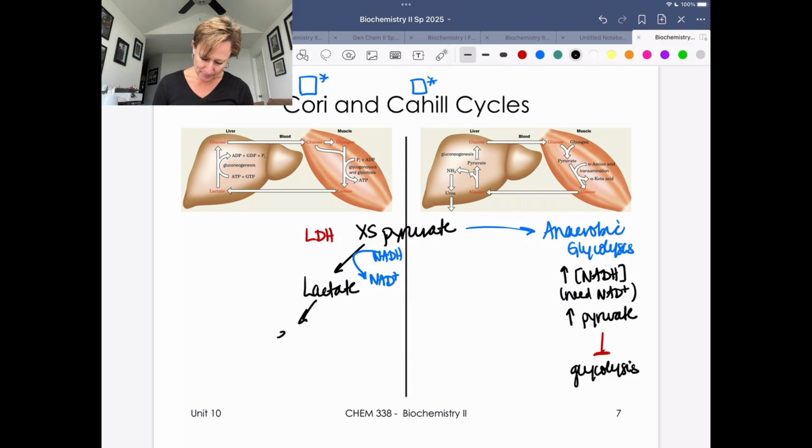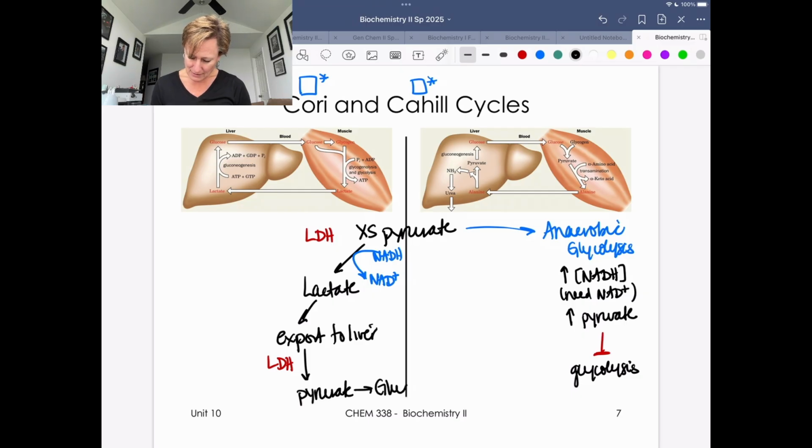What's going to happen now, and we'll look at this in the picture in a second, is we're going to export this to the liver. Then lactate dehydrogenase in the liver regenerates it into pyruvate. And then we can make it back into glucose in the liver. You'll notice I've come back to the center point of my slide here, because we're going to see a common theme for what happens in the Cahill cycle: we are going to regenerate glucose that can then help with what's going on.